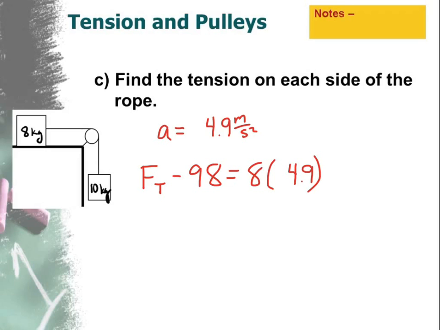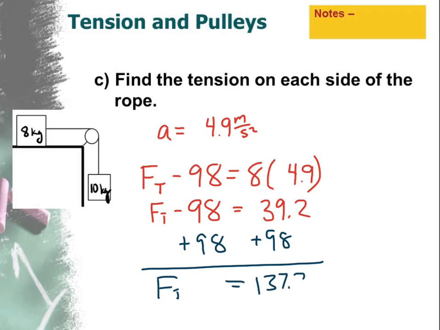Now, if you're wondering how I got this equation, well, that was the equation of F equals ma for this 8 kilogram block, which we called block A. And I'm just plugging in the acceleration, which is 4.9 meters per second squared. And we go ahead and solve for F of T. And when we do that, we get something on the order of 140 newtons. Okay.